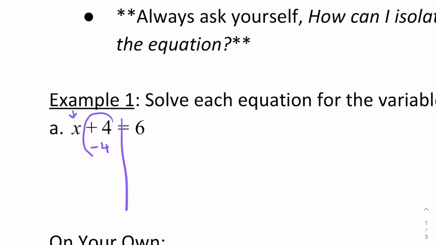So take a look here. This is a zero pair. Why? Because if I were to add these two numbers up, I get a 0. Right? Plus 4, negative 4, that's a 0. That's what I want every single time. So if I subtract 4 from one side, I need to do it to the other side. So x equals 6 minus 4, which is 2.